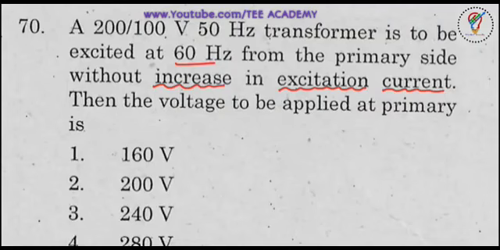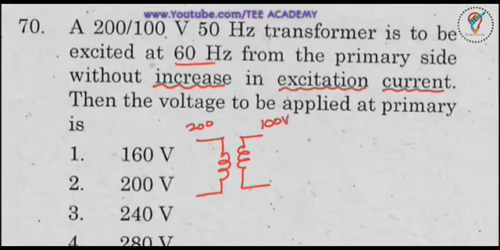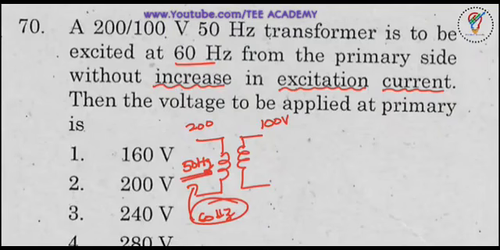The basic formula we are going to take here. Generally we will take a transformer here to understand the concept of what they are asking. Okay, transformer is there. Primary is how much? 200 volts. Secondary is 100 volts. Generally its rating is given as 50 hertz on the primary. Now the question is that excitation is given at 60 hertz. Normally it has to work at 50 hertz, but they have given 60 hertz from the primary side without increasing excitation current. Excitation current means excitation flux, or I can say excitation, okay.